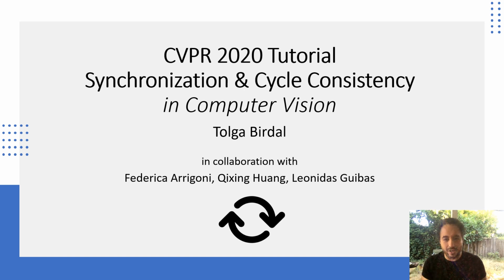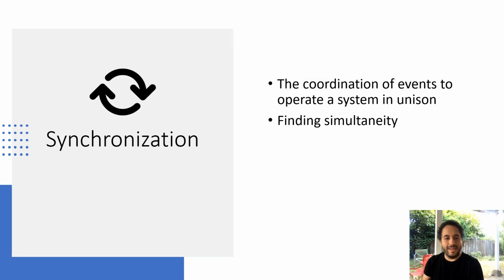I will make an introduction to this topic, and deeper specializations will be explained by Federica, Chixing and Leo in different domains. Let us begin with the very definition of synchronization. What is synchronization? It's basically the coordination of events to operate a system in unison. It's finding simultaneity in any quantity we like. From daily life, like let's synchronize our progress, to music and to time, synchronization is actually used everywhere.